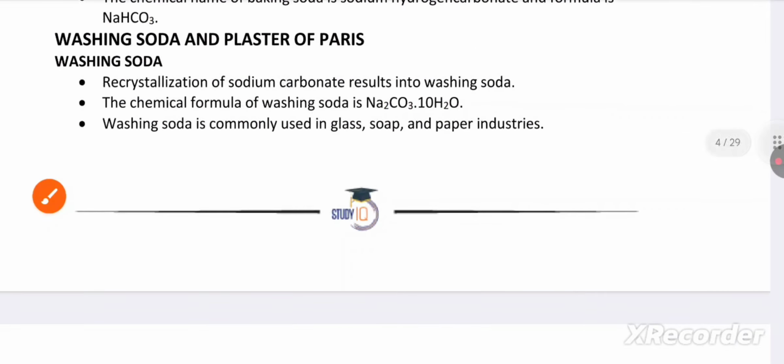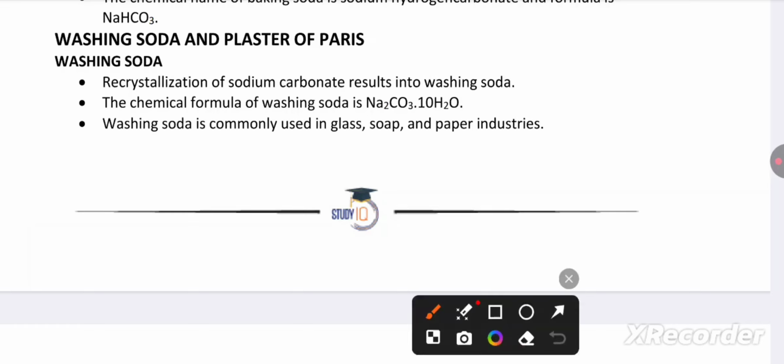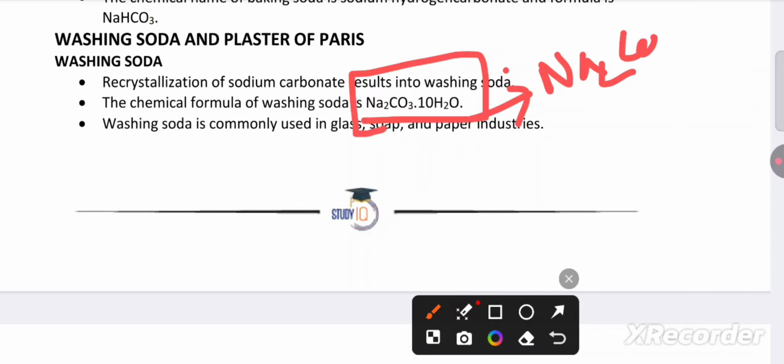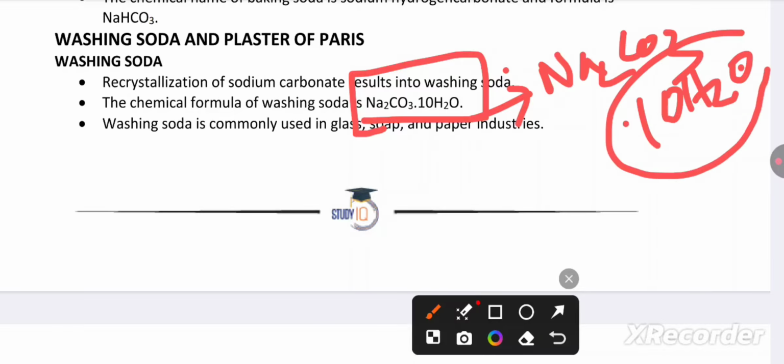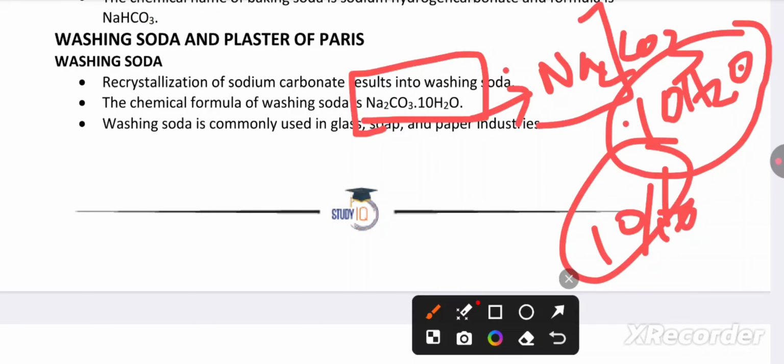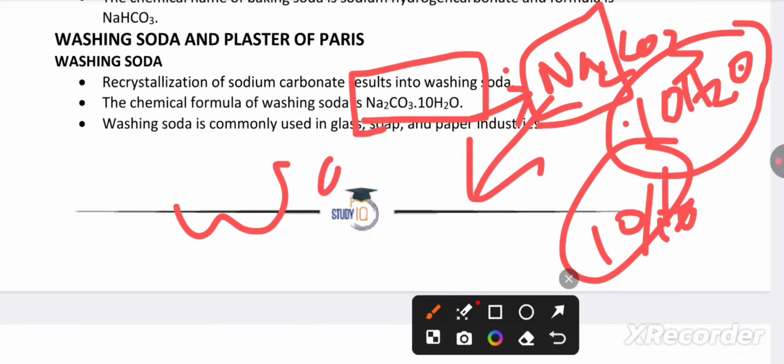Then washing soda and plaster of Paris. Recrystallization of sodium carbonate results in washing soda. Okay, the chemical formula of washing soda is very important. When we wash our clothes, right, this is the formula for washing soda: sodium carbonate with 10H2O, a composition of 10 H2O. Definitely we will use a lot of water, the highest, 10 out of 10 water, we will use it. Sodium, we will use water also.